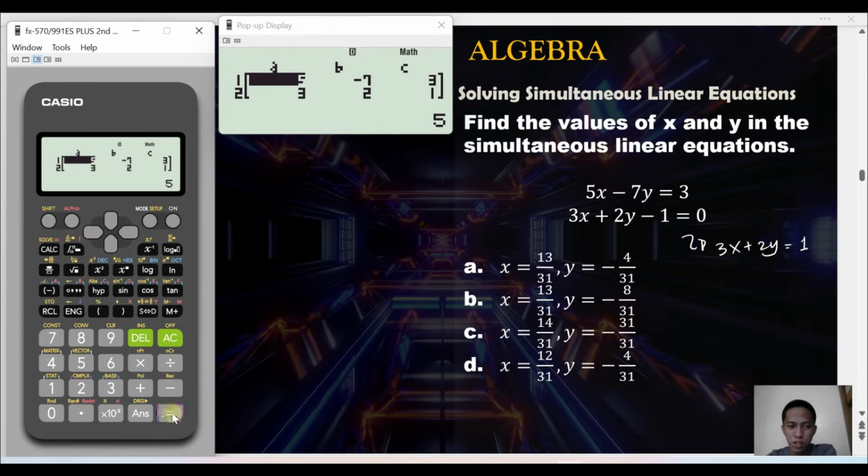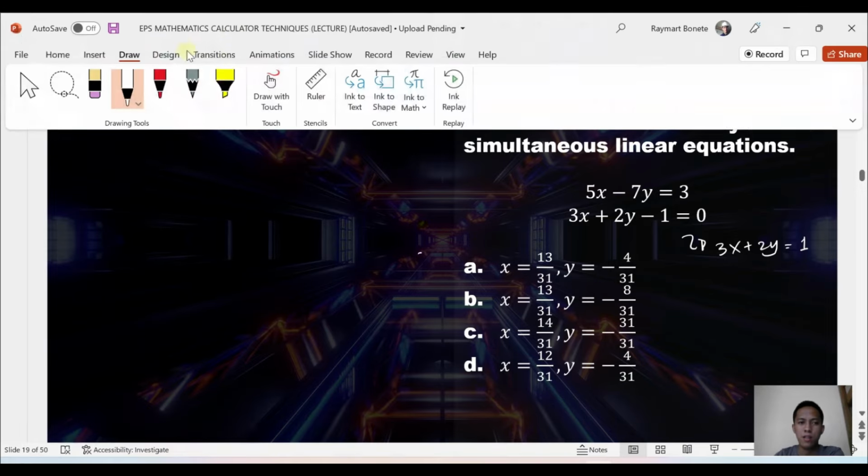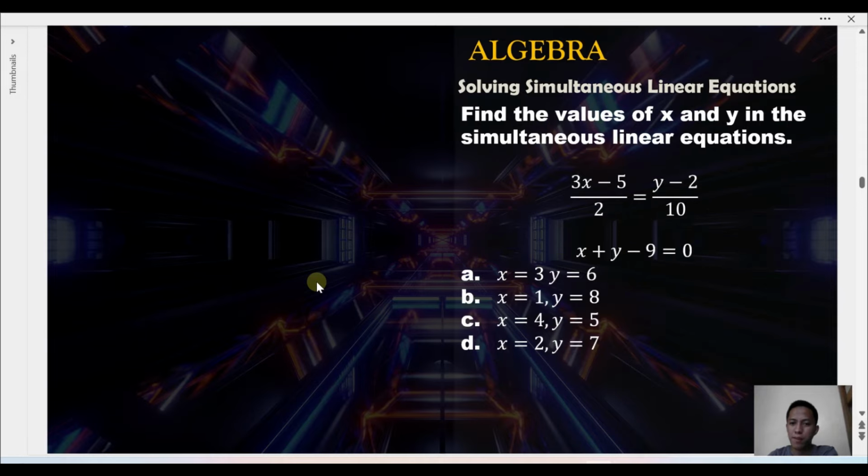So, 13/31, letter A. And we have here y as negative 4/31. So, yung answer natin guys for this problem is letter A. So, let's go to our next problem.